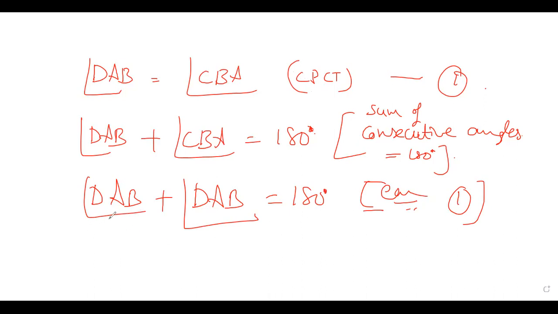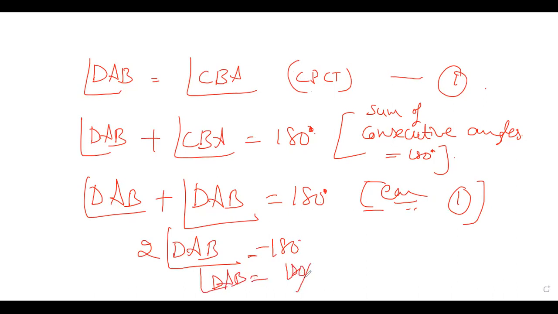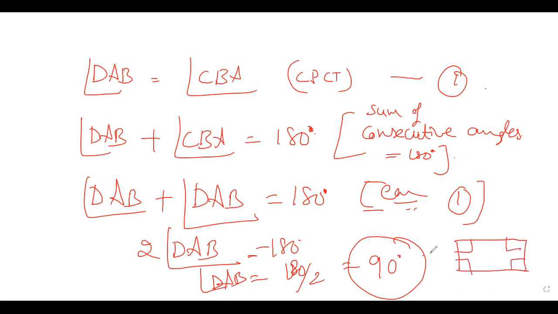So 2 DAB, that is equal to 180 degrees. So DAB is equal to 180 by 2, shifting the 2 to the denominator. So it becomes 90 degrees. So if each angle is 90 degrees, we can say it is a rectangle. Understood?